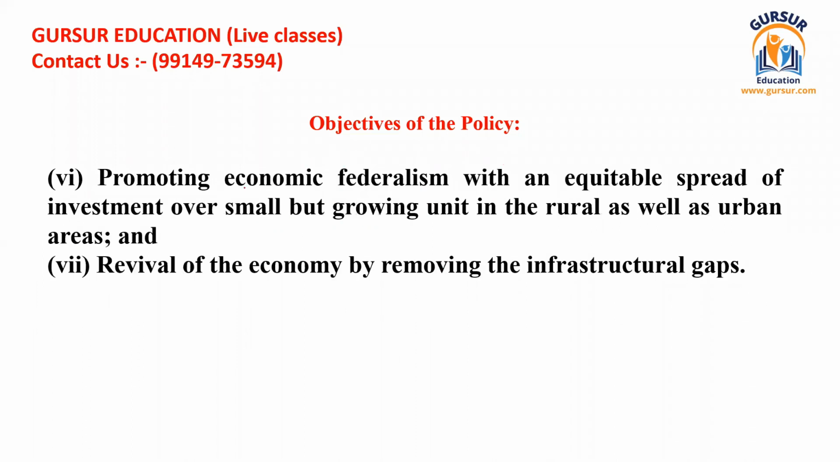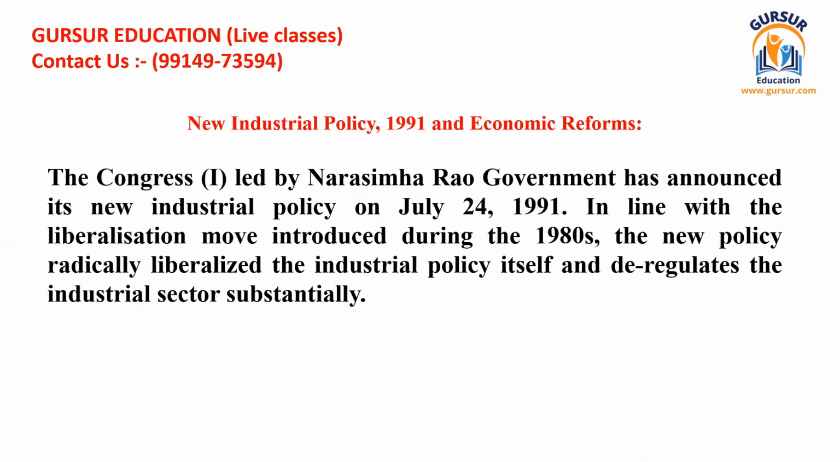Then it promoted economic federalization with equitable spread of investment over small but growing units in rural and urban areas as well. So the government tried to promote both the areas simultaneously. This is known as the economic federalism system. Then the government tried to remove the infrastructural gaps as well. So these things were covered in this particular policy, which we have to understand.